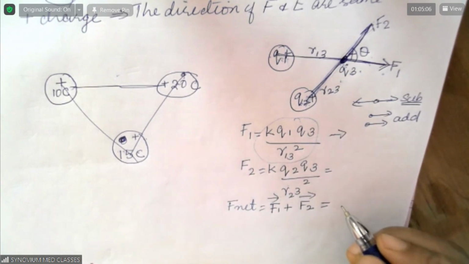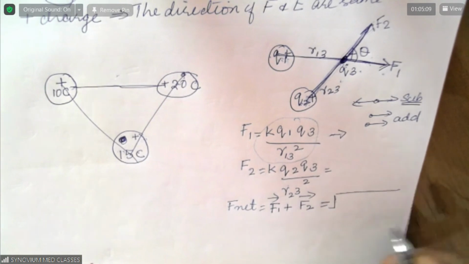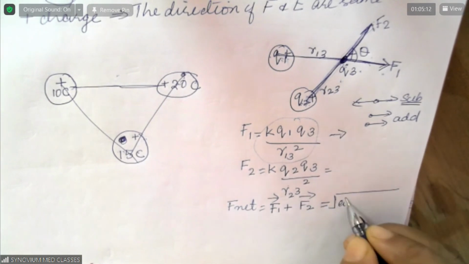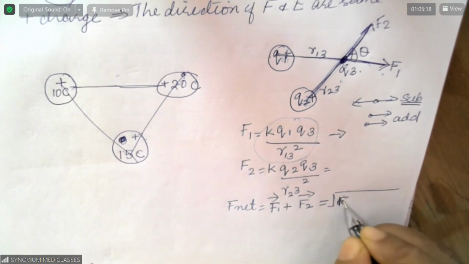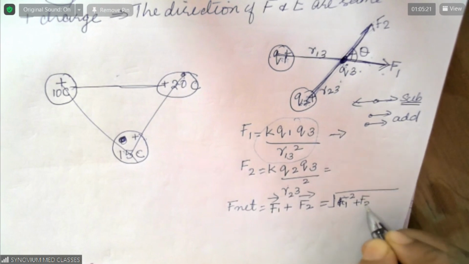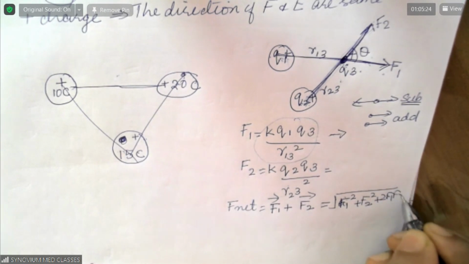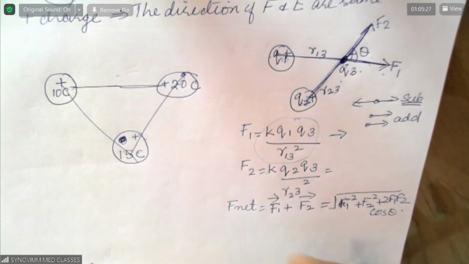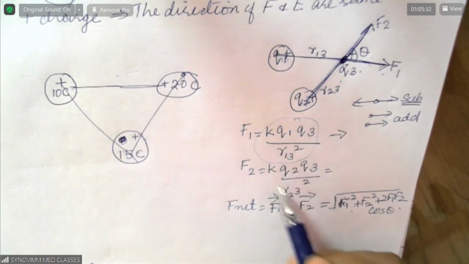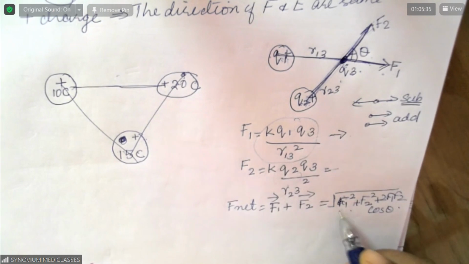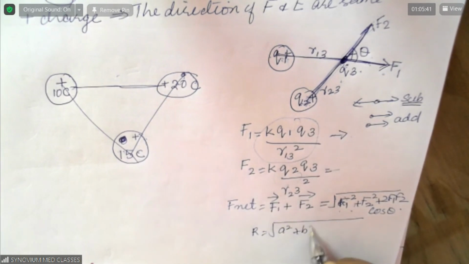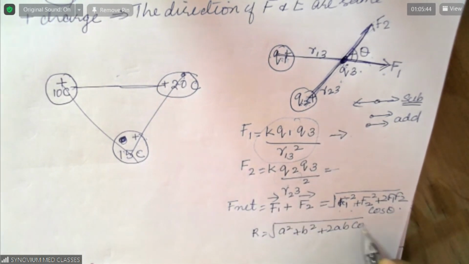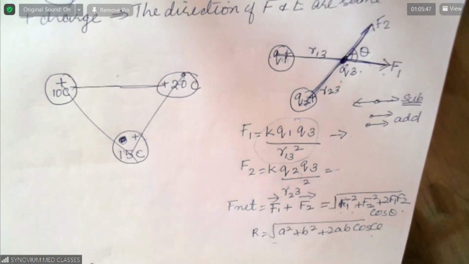And how will you find the magnitude? Remember the cosine rule? The square root of A squared plus B squared plus 2AB cos theta, which is F1 squared plus F2 squared plus 2 F1 F2 cos theta. This is how you find the magnitude. F1 you can find using this, F2 you can find using this. Then the resultant R is equal to the square root of A squared plus B squared plus 2AB cos theta. Use the cosine rule for magnitude.